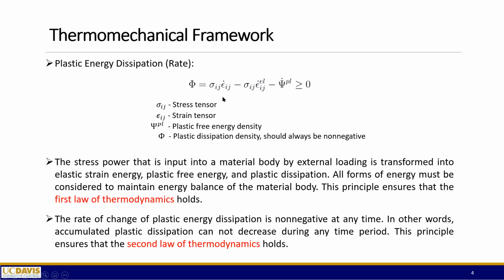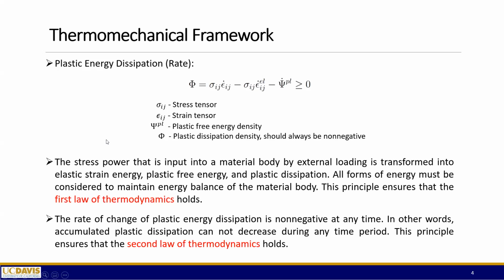Here we say that the rate of plastic energy dissipation equals to the first term, which is the material work, which is the stress multiplied with the rate of the strain tensor, minus the second term here, which is the rate of the elastic strain energy, which is the stress tensor multiplied with the incremental elastic strain tensor, and then minus the third term here, which is the plastic free energy density. And we say that the plastic dissipation density should always be non-negative.